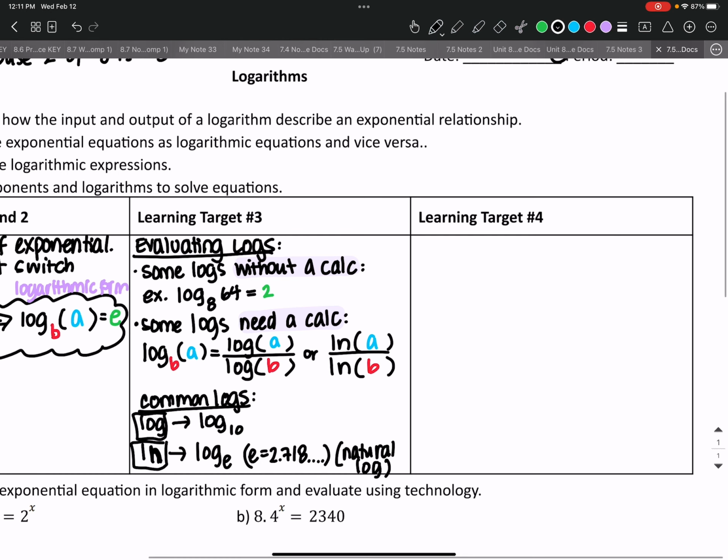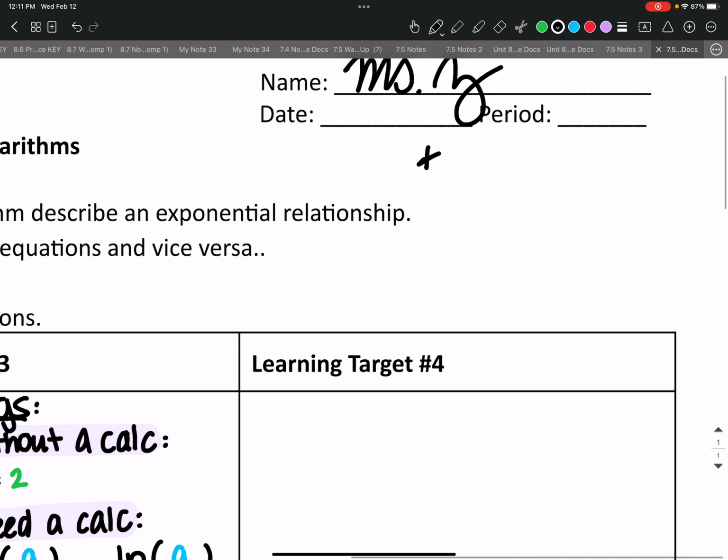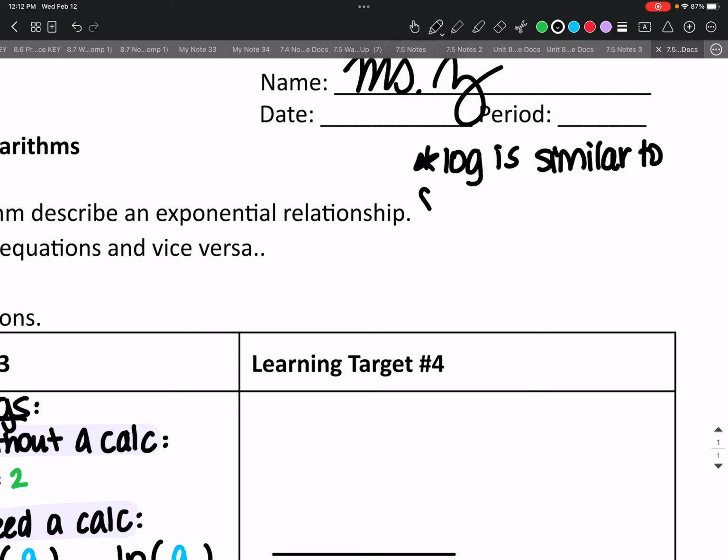For the 4th learning target, we are going to talk about how logs and exponential functions undo each other. Before I talk about that, I want to talk about how log is similar to sine, cosine, and tangent. We don't write out cosine when we're writing an equation with cosine. We just write cos. And then we put an angle inside of those ratios. So log is similar to sine, cosine, and tangent.